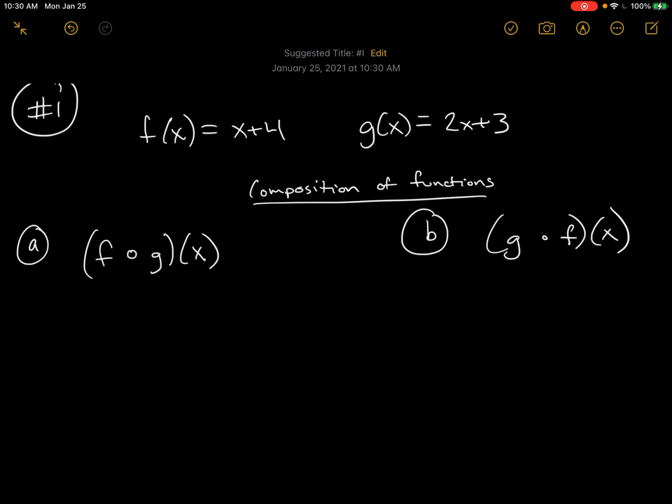Hi everybody and welcome. Today we're going to be talking about the composition of functions on our first video. So if you could boil this skill down into one sentence, it would be basically combining two functions together.